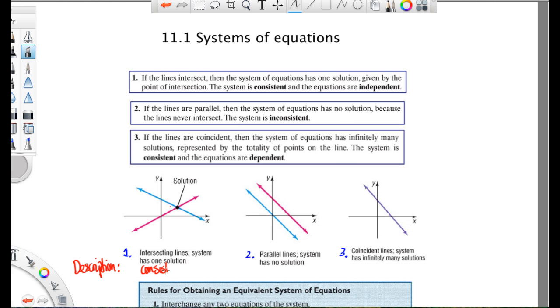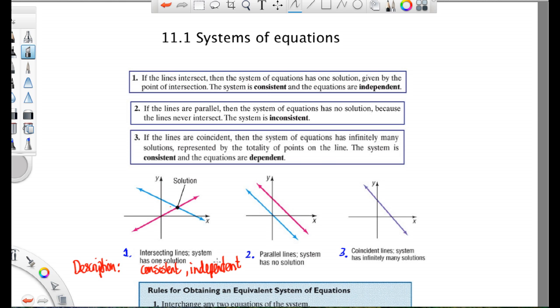And the word consistent implies that it does have at least a solution. It could have multiple, but it has a solution. And independent here refers to the fact that the two lines are independent of each other. Okay? Independent. Sometimes my spelling gets to be really bad.